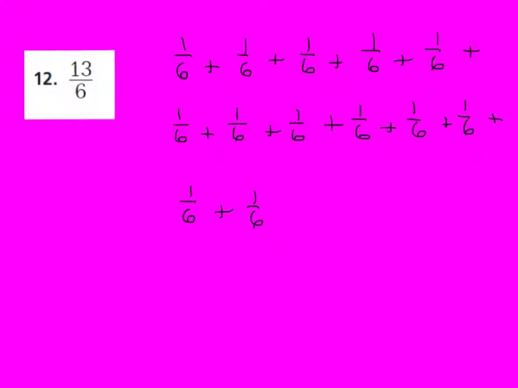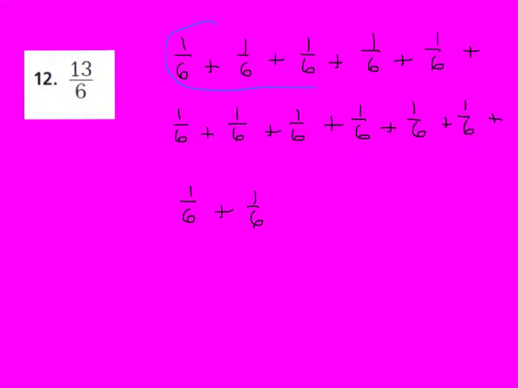Okay, for number 12, it's 13/6, my improper fraction, or my fraction greater than 1 whole. What this means is I have 13 groups of 1/6. So here they all are. There's 13 of them. Now I want to make it a mixed number. So remember our step number 1? You want to group a whole, and my whole would be 6/6, because my denominator is a 6. So let's go ahead and group 6 groups of 1/6.